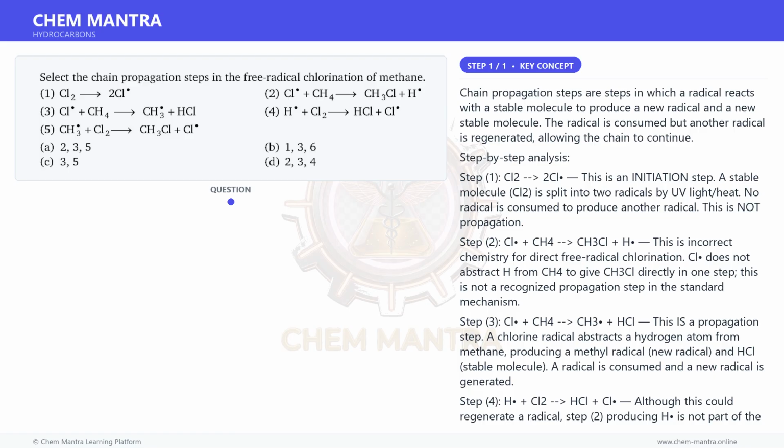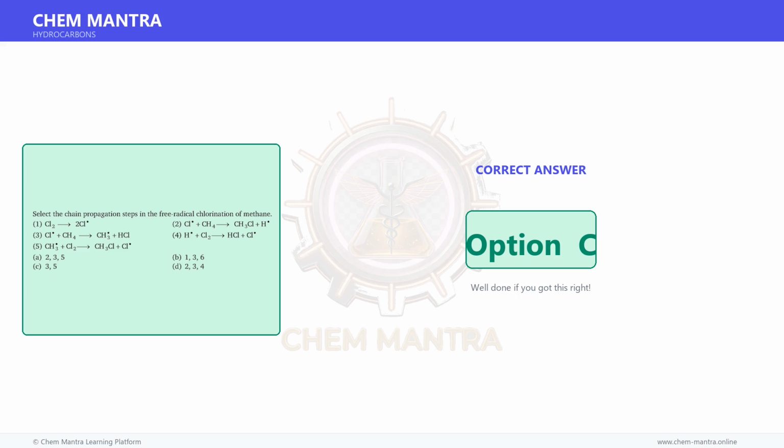Why other options fail? A. 2, 3, 5 includes step 2, which is not a valid propagation step in the standard mechanism. B. 1, 3, 6 includes step 1, initiation, and step 6, not listed, does not exist. D. 2, 3, 4 includes steps 2 and 4, which are not standard propagation steps. Only option C, 3 and 5, correctly identifies the two chain propagation steps. Therefore, the correct answer is option C.